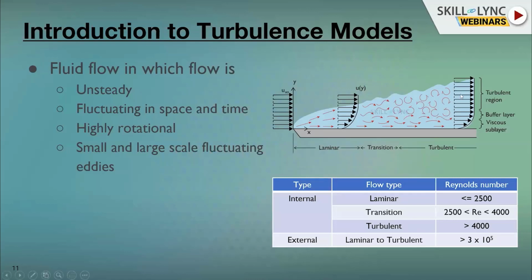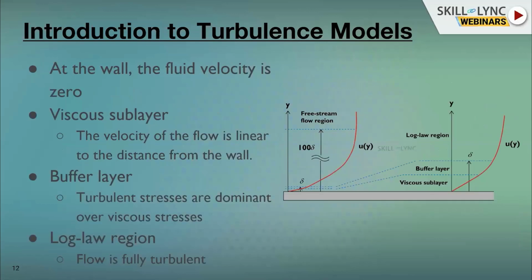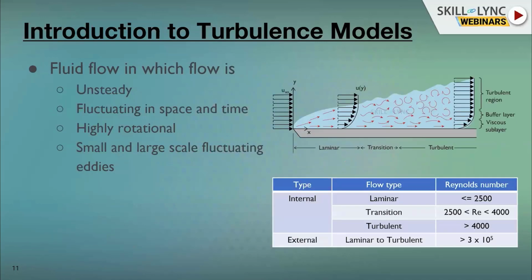Then we have a turbulent boundary layer profile. All of you might have studied that in your BTech and MTech courses. Basically, there is a region very near the wall, which is called the viscous sublayer, and above that there is a layer called the buffer layer, and on top of that there is a region called the log law region.